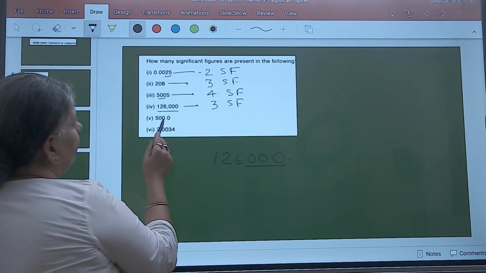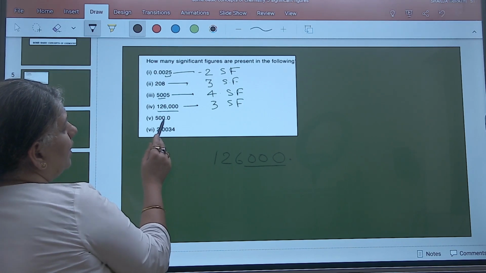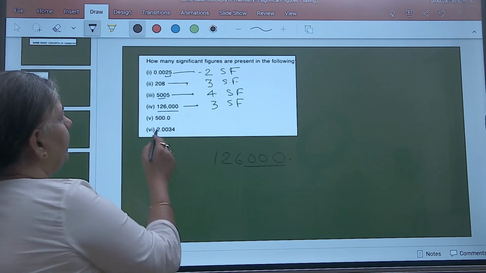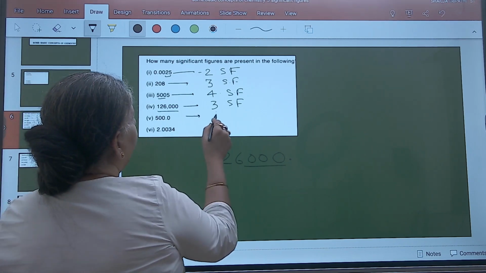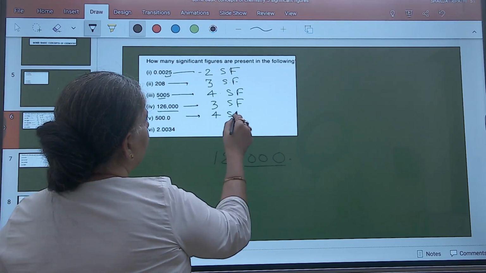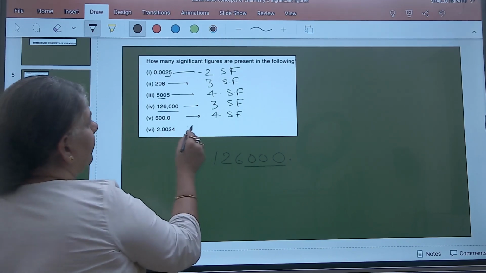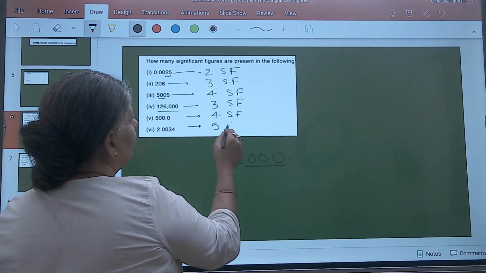In this case, since there is a decimal, these zeros will be considered significant. So here we have 4 significant figures, and here 1, 2, 3, 4, 5, 5 significant figures.